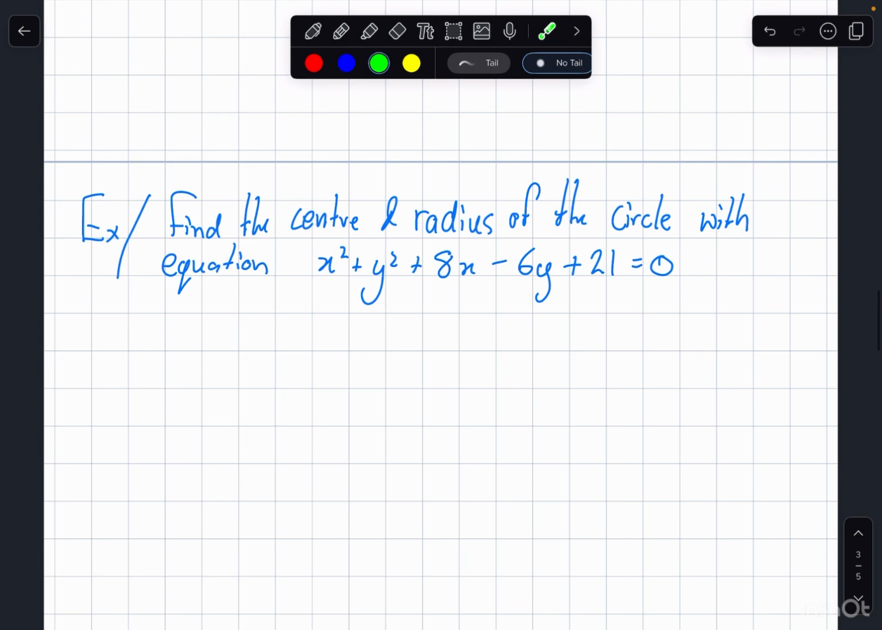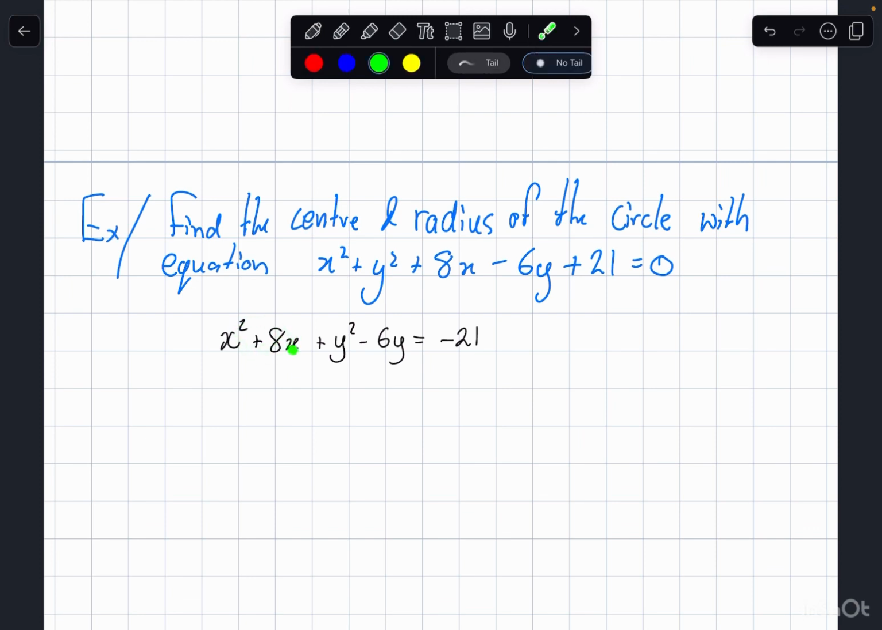Find the center and radius of the circle with equation x squared plus y squared plus 8x minus 6y plus 21 equals 0. So to start with, I'm going to group the x terms together, the y terms together, and take this number over to the other side. So I've got x squared plus 8x plus y squared minus 6y equals negative 21. And now I do that so I can separate the x's and the y's and get those individual brackets like we had before.